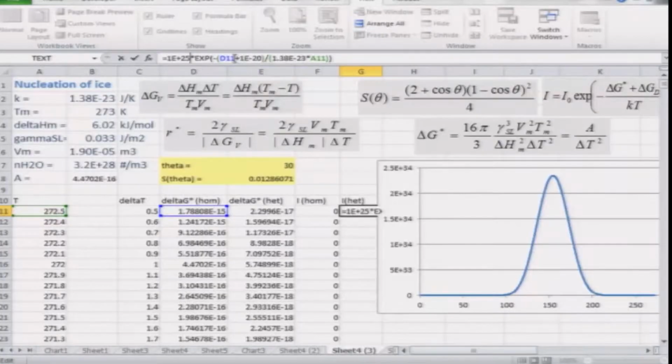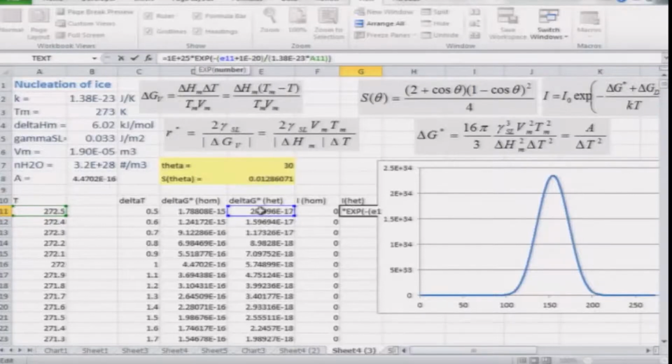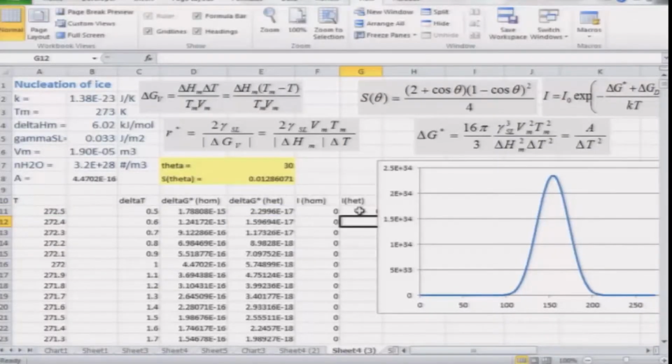Then instead of D11, which is the free energy for the homogeneous nucleation, I change this to E11 to take the value from this cell, and everything else is the same. A11, the temperature of transformation, remains the same. So that is it. I enter and I will get a value for heterogeneous nucleation. It is partially hidden, but it is again showing 0 as in the case of homogeneous. Let me just copy this and then we will look at the values.